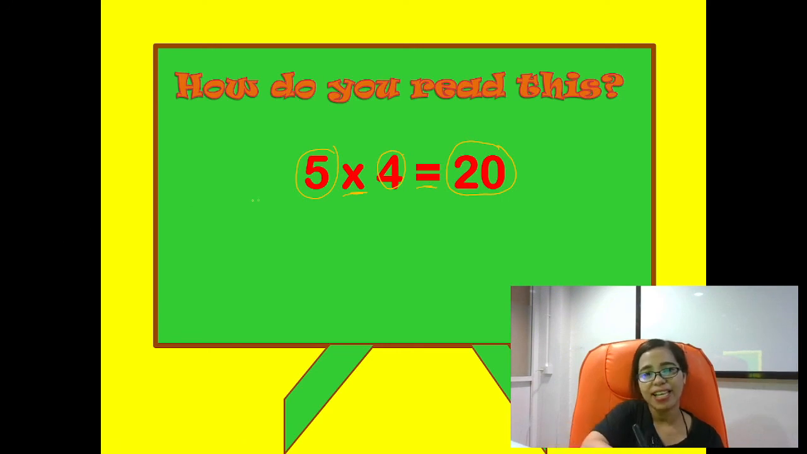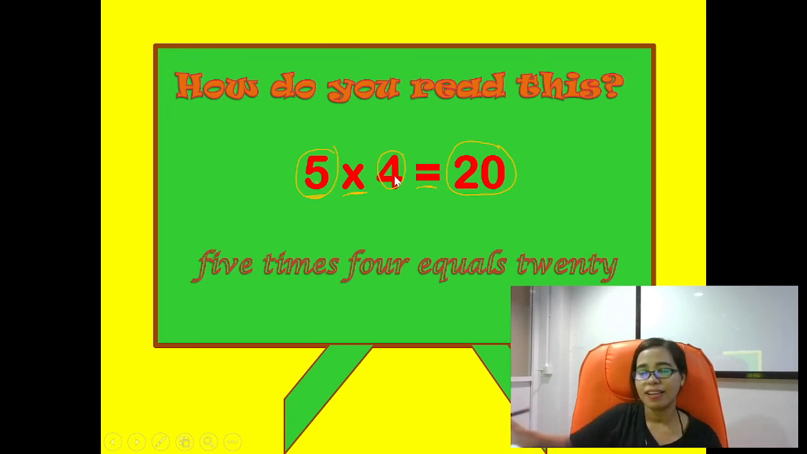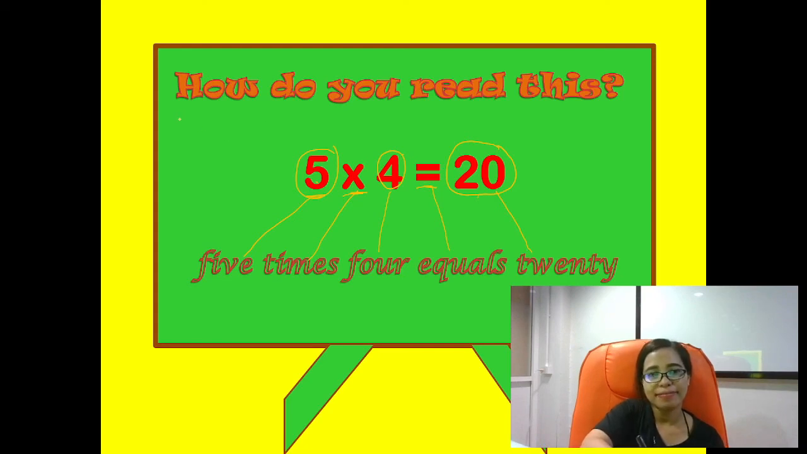Okay, so this one is 5 times 4 equals 20. Okay, so this is correct. 5 times 4 equals 20. Okay, correct. Okay, so how about this one? 10. Okay, can you please read it? Okay, try to read it, everyone. We have here 10 times 10 equals 100. Okay, very good.